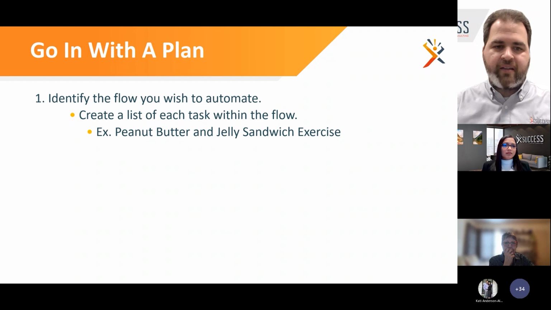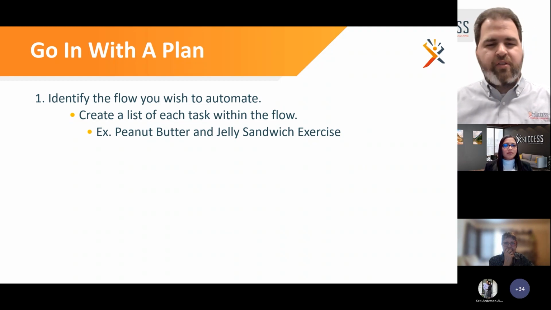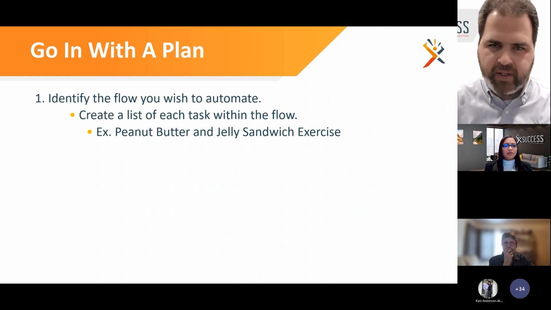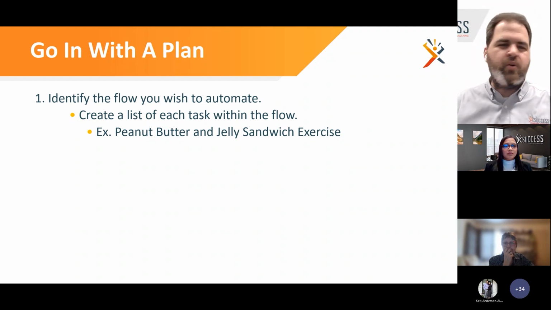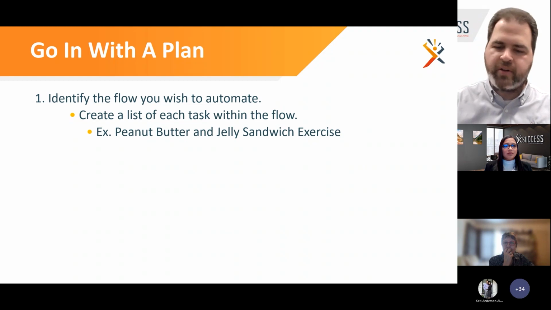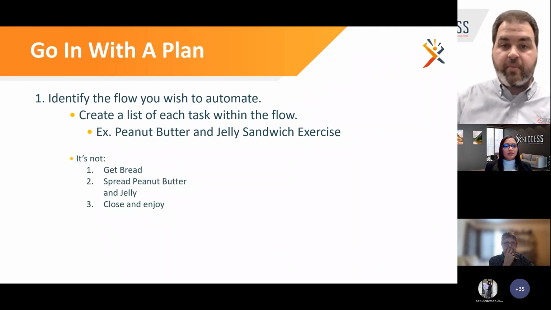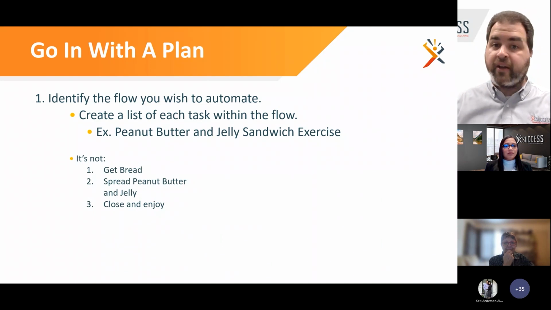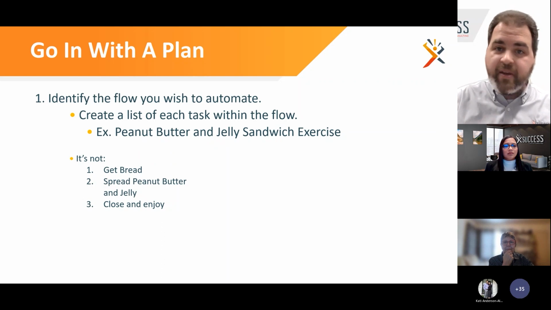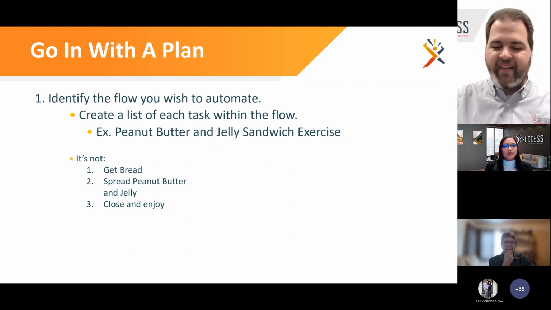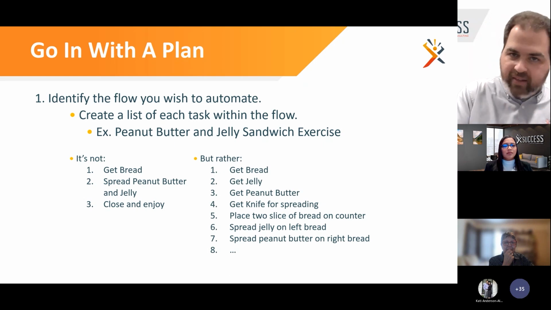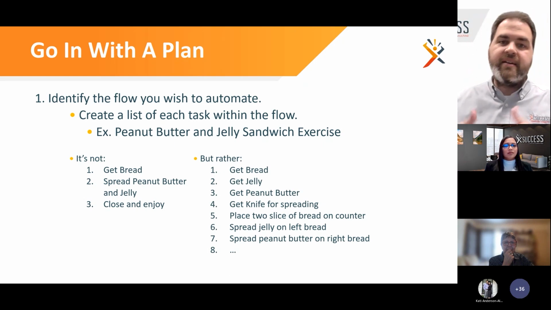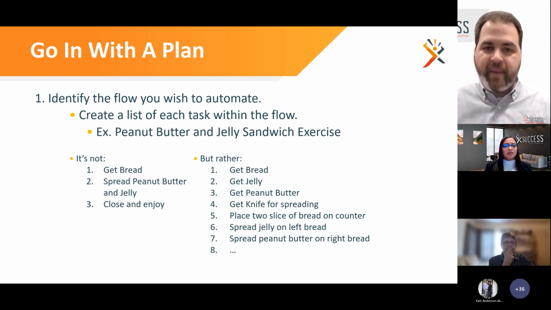So when you're creating that task list, the example I like to use is about putting together a peanut butter and jelly sandwich. Envision that you're talking to someone who has never made a peanut butter and jelly sandwich before. When you go about telling them how to make it, it's not going to be: get the bread, spread the peanut butter and jelly, close and enjoy. Think about it as if you're talking to a baby, or a robot, so it's actually: you've got to get the bread, get the jelly, get the peanut butter. I mean, you're getting my point.